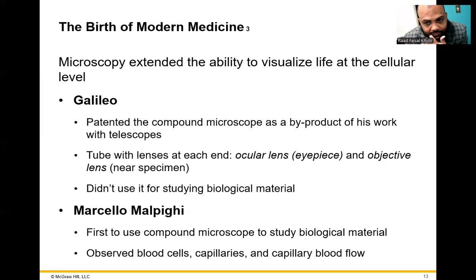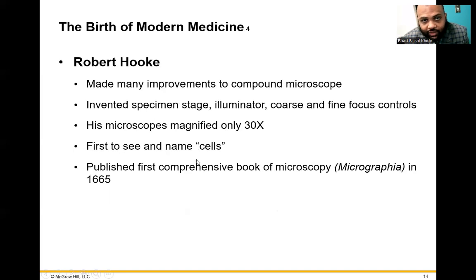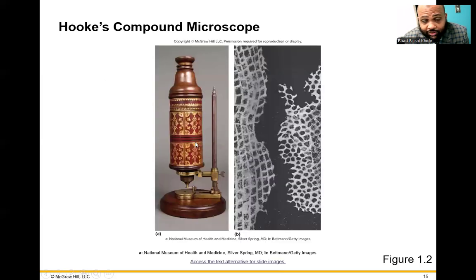Malpighi came in, and he observed. He was the one who changed the telescope into a microscope, and he was able to see blood cells and capillaries. Then Robert Hooke came in, and he made us a microscope that could see 30 times as big. But that wasn't big enough. And that was Robert Hooke's microscope.